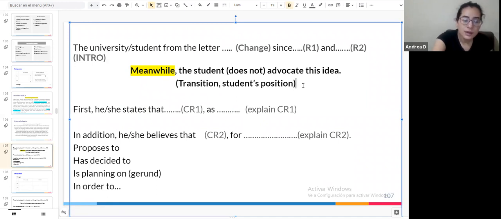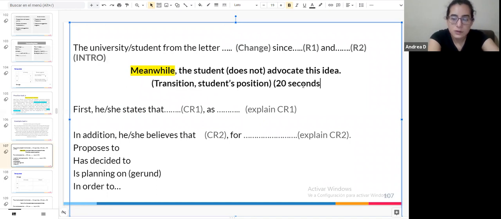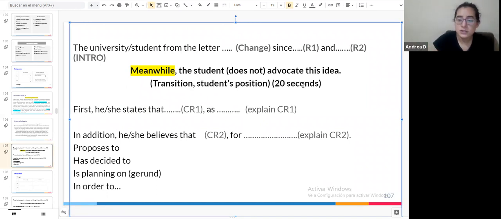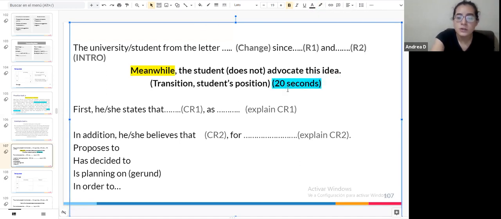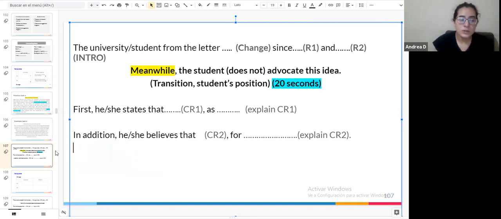And after you do that, that would be like 20 seconds, okay? The intro and the transition, 20 seconds. And then you need to talk about the student. So you move on and you tell me why the student thinks so. So you talk about the two reasons he gives.